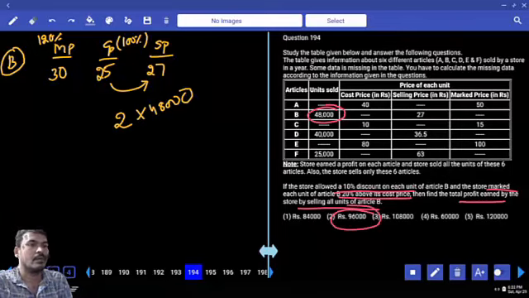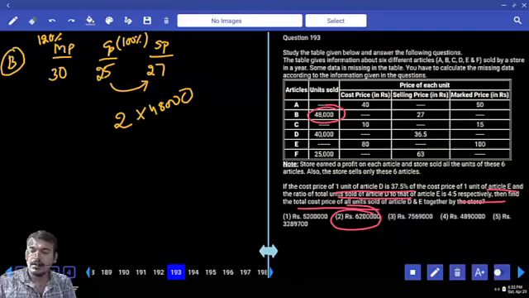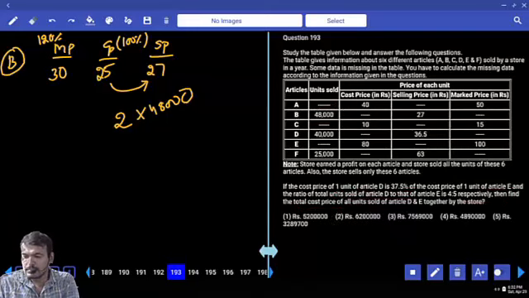96,000. Every unit 2 rupees profit. 48,000 units, 96,000. Next, 193.